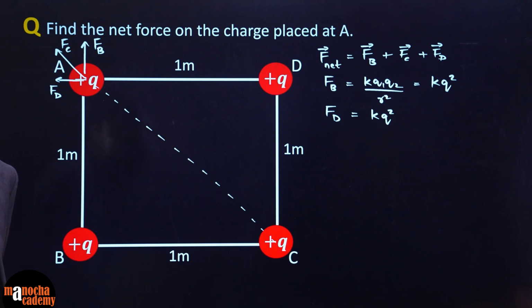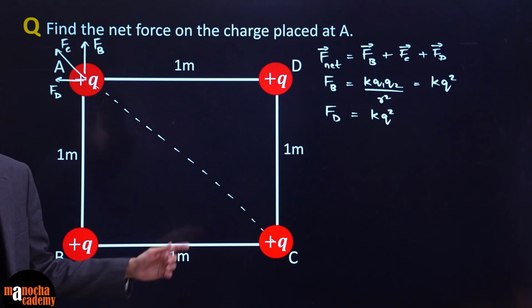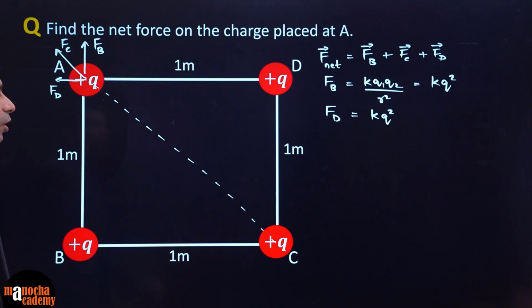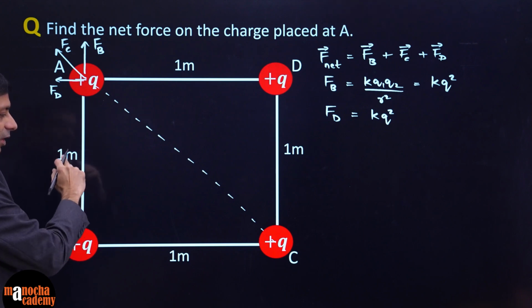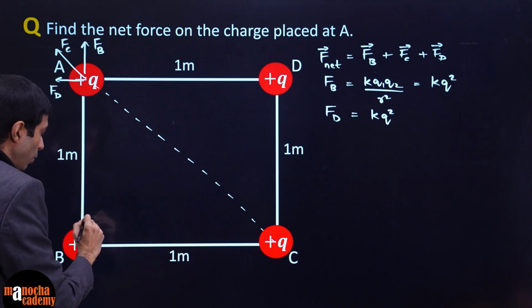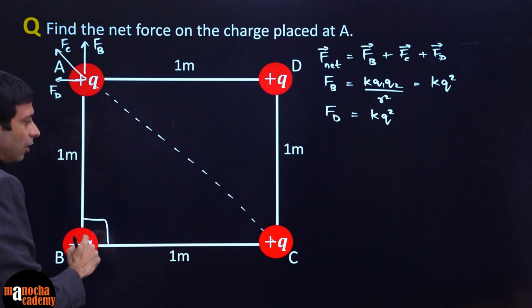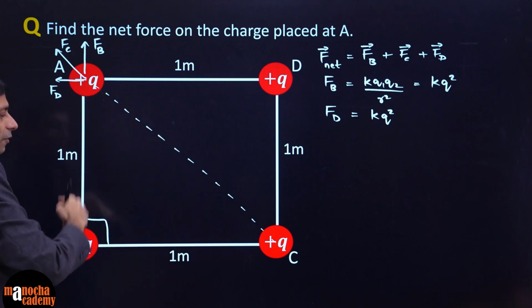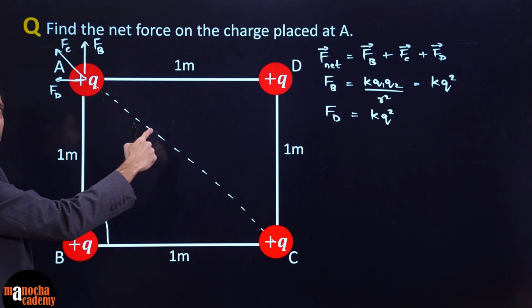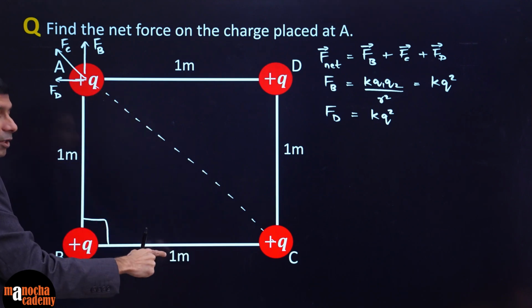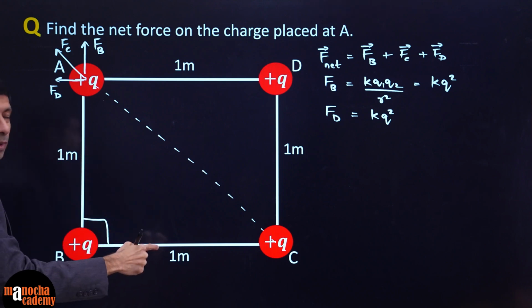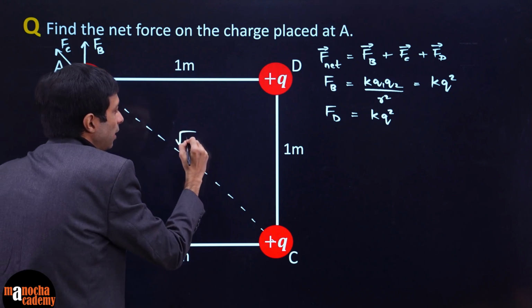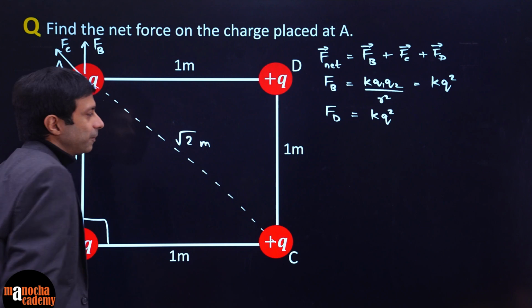So KQ square. Now, what about the force due to C? What is the distance here? This is 1 meter, this is 1 meter, and in a square we know this is a 90-degree angle, so this is the hypotenuse. You have a right angle triangle. How do you calculate the hypotenuse? Square root of 1 square plus 1 square. So this is basically going to be root 2 meters.